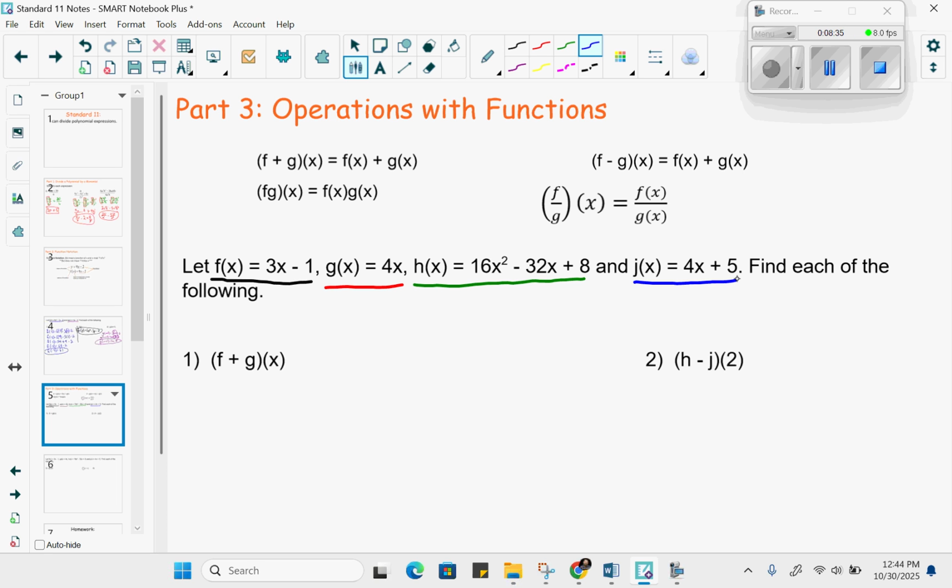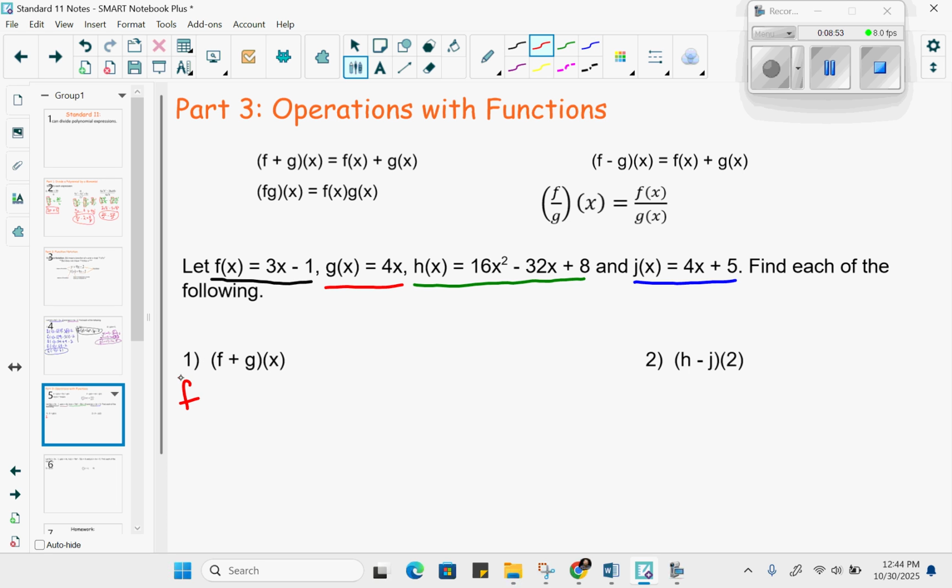So I'm going to take those. This bit of information up here says what these mean. So if I have f plus g of x, look, that's our first example. We're going to take the f of x, and we're going to add it to the g of x. So let's do that one. Let's do it in red.